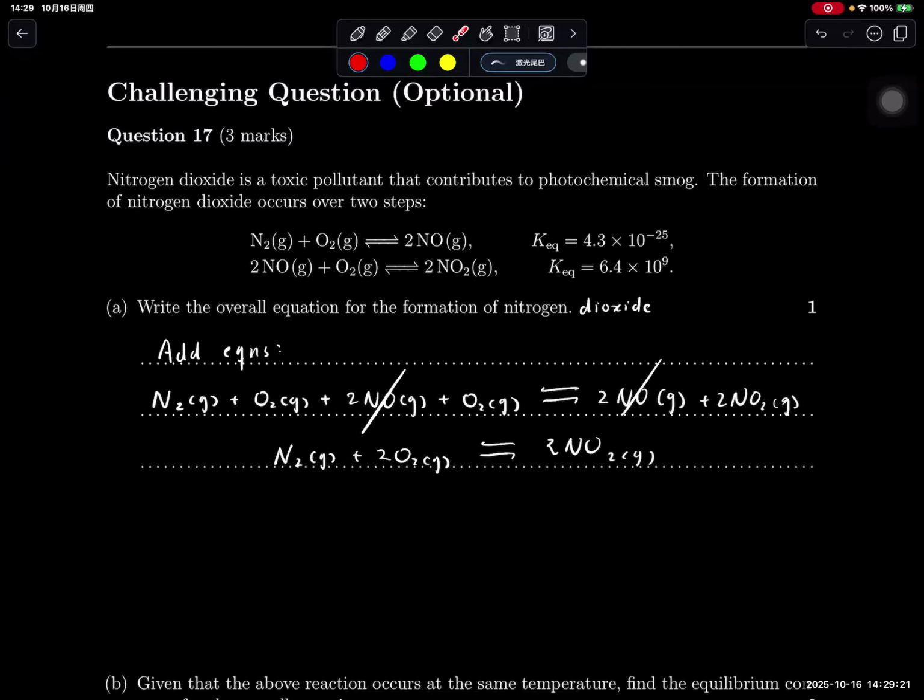17 says write the overall equation. The overall equation is pretty much just like your net ionic equation. Just add everything up and cancel out the similar reagents. If you've done so, you will get this equation as your final answer.